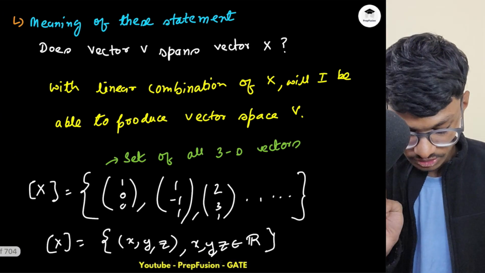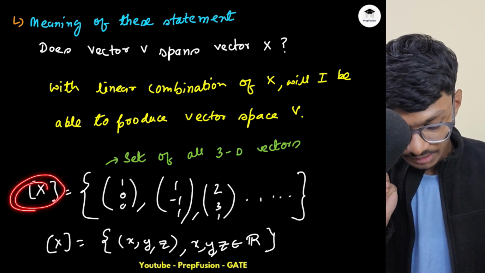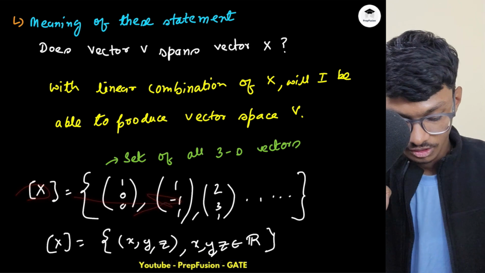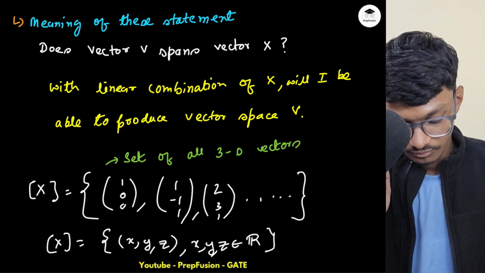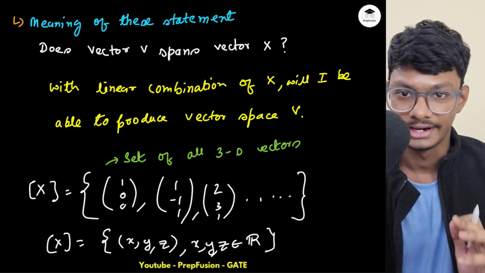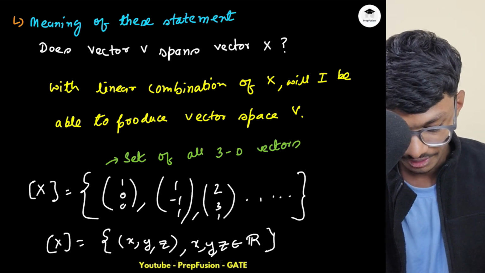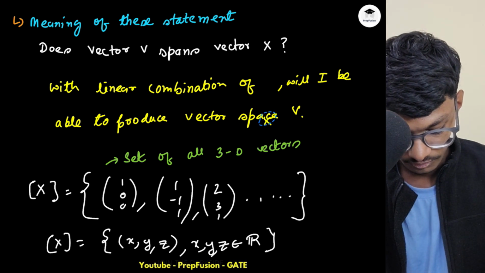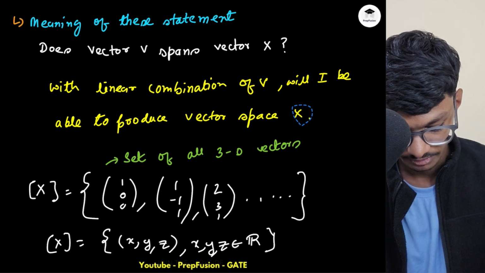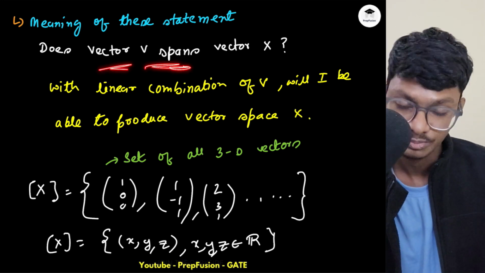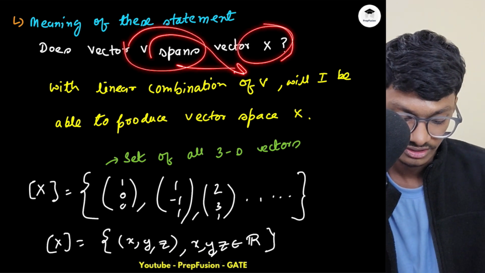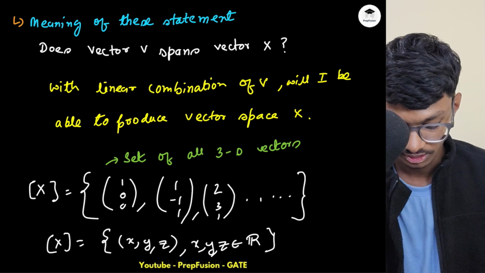Now if this is true, then I can represent x. So with a linear combination of x, will I be able to produce this v? Sorry, one second. I actually wrote one thing wrong over here. This should be a linear combination of v, and vector space x. That was wrong by me. So basically, does vector v span x? This will be the linear combination of v spanning vector x. So x will be here on the LHS. That was my mistake.